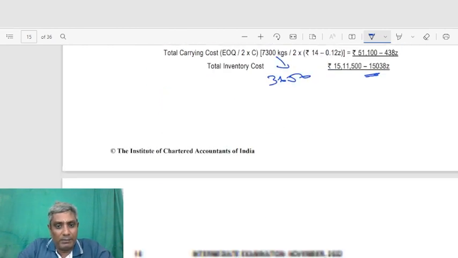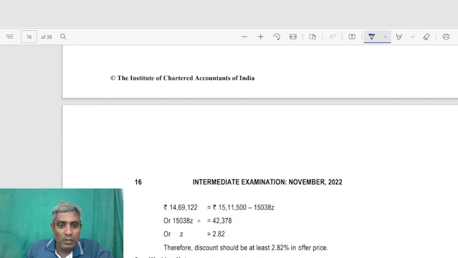Now, the final step, calculation of Z value. 14,69,122 is equal to 15,11,500 minus 15,038 Z, and Z is calculated as 2.82. So, if the supplier gives 2.82 percentage, then I can look into the offer price. So, this calculation is what you should remember carefully.